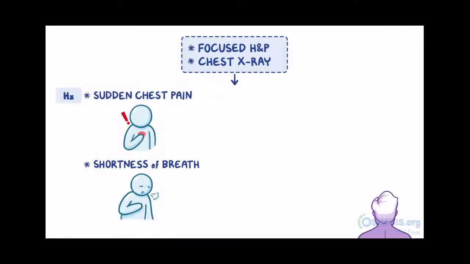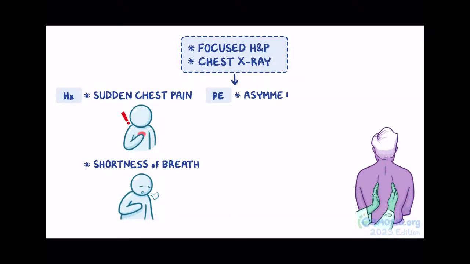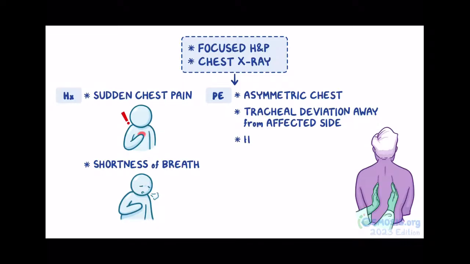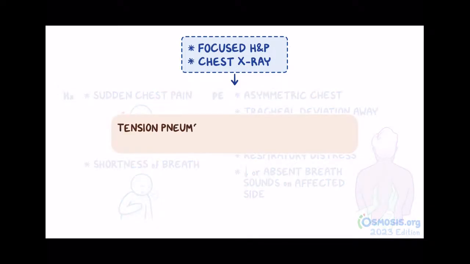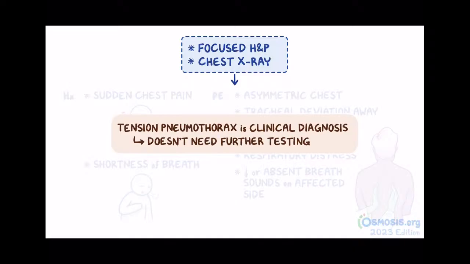Next, perform a focused history and physical and get a chest x-ray as soon as possible. Your patient might report sudden chest pain and shortness of breath, while your exam will reveal an asymmetric chest and tracheal deviation away from the affected side, as well as hypotension, respiratory distress, and decreased or absent breath sounds on the affected side. Keep in mind that tension pneumothorax is a clinical diagnosis and doesn't need further testing.